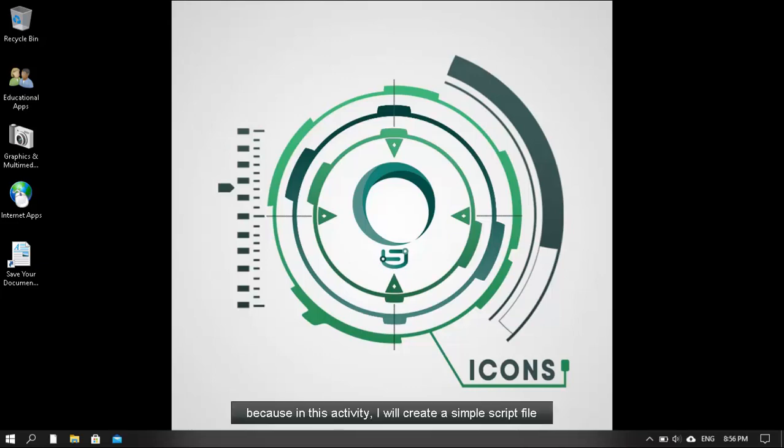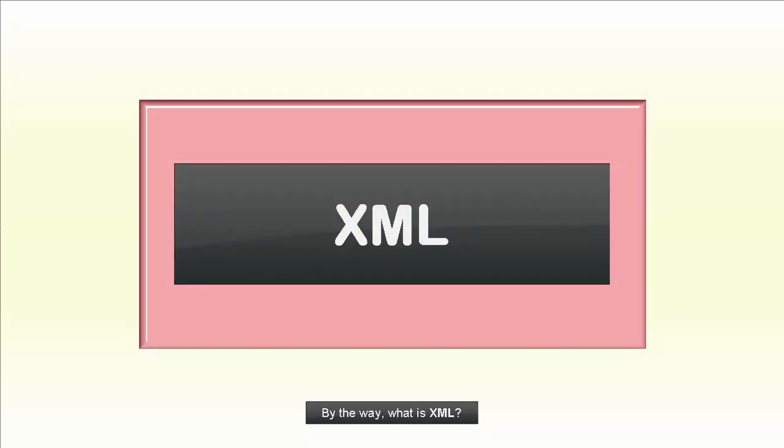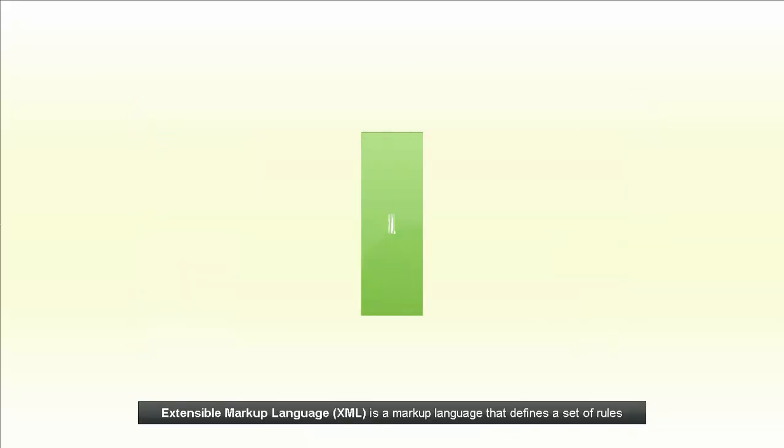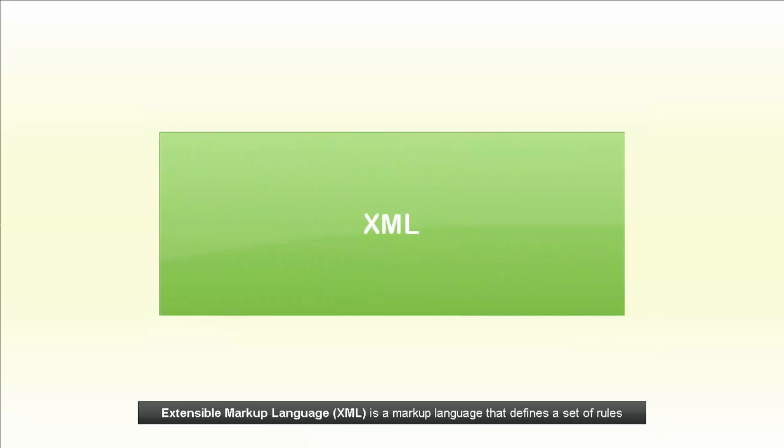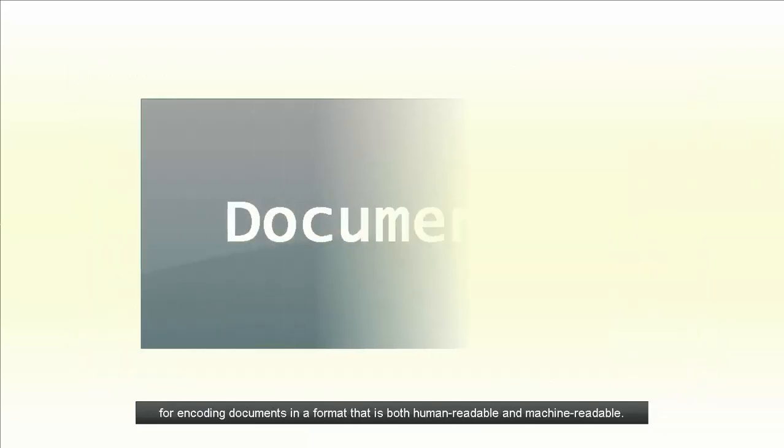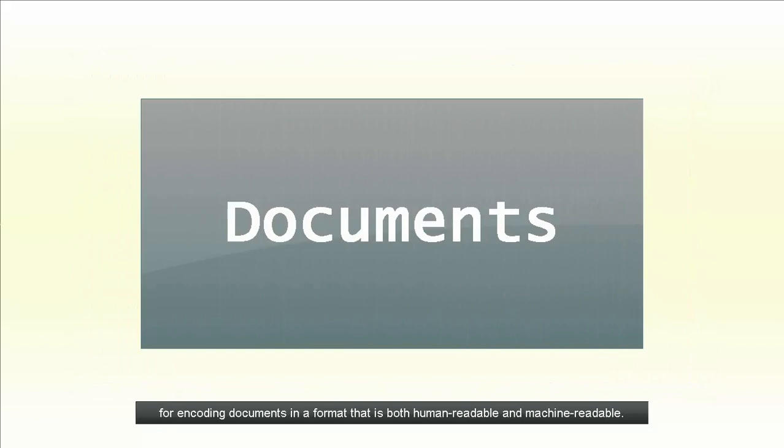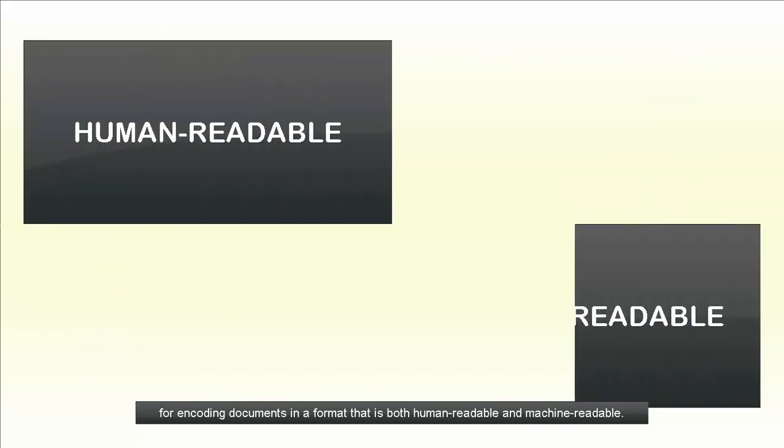Because in this activity, I will create a simple script file that would actually produce XML files in just a few seconds after launching the program. By the way, what is XML? Extensible Markup Language or XML is a markup language that defines a set of rules for encoding documents in a format that is both human readable and machine readable.